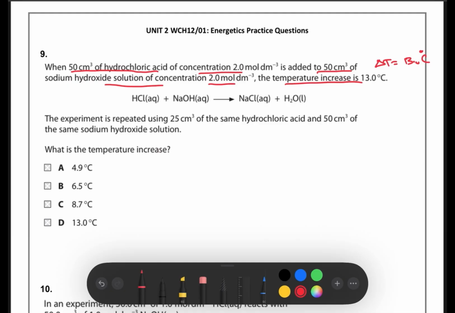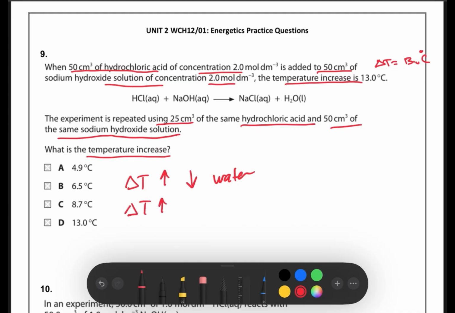And the experiment is repeated using 25 cubic centimeter of the same hydrochloric acid and 50 cubic centimeter of sodium hydroxide. What is the temperature increase? All right, just recall again. Delta T increases with decreasing the water or the aqueous solution. It increases with increasing the moles of the acid or the base.